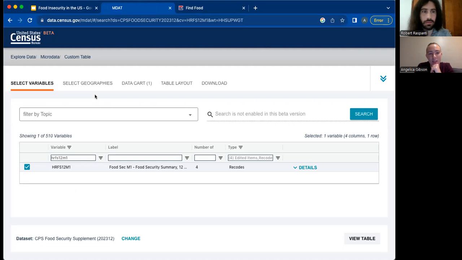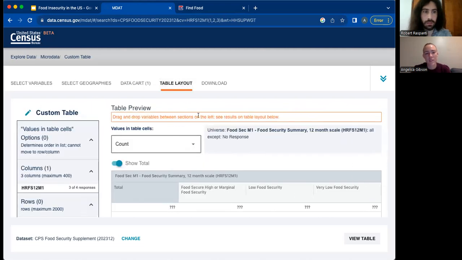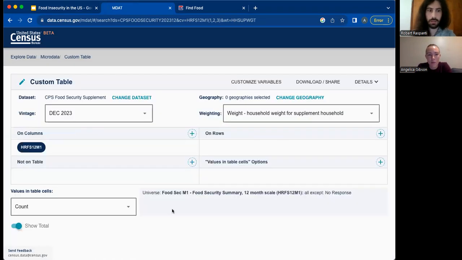All right, so we've got our food security summary, and then we're going to our data cart. This always makes me feel like I'm going shopping. It's extra fun when you have a full cart full of variables. And then we're just gonna uncheck this no response. So then we'll go to the table layout. Table layout's right up here. And then view table.